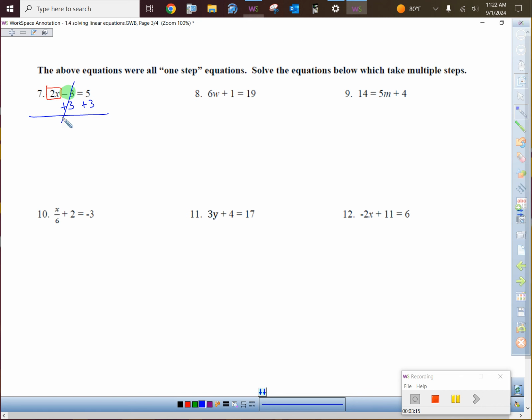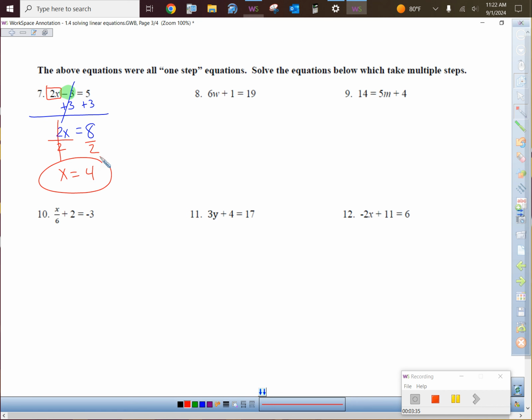That cancels out. 2x comes down. You notice I've been moving it close to the equal sign because I want my equal signs to line up. That's the way we'll organize stuff, and I'll get 5 plus 3, which is 8. But see, x is not all by itself. There is a times 2 hanging out with it, so I will get rid of the times 2 by dividing both sides by 2, and now I have figured out that x equals 4.